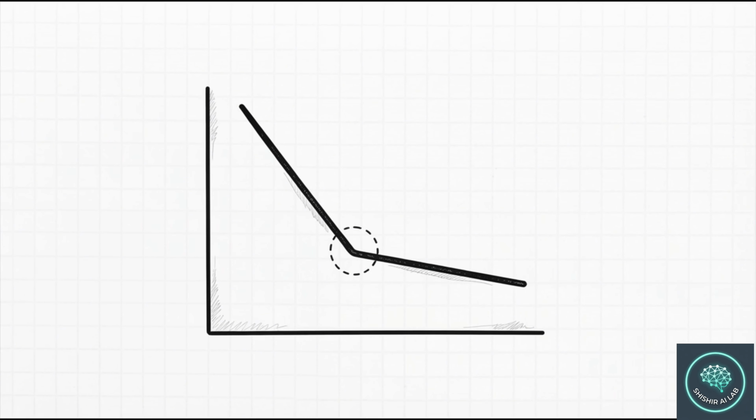If we plot this compactness on a graph against different values of k, the curve will slope downward. What we're visually looking for is the sharp elbow on that graph, the exact point where adding more clusters stops dramatically improving the tightness. That bend, that's usually our optimal k.